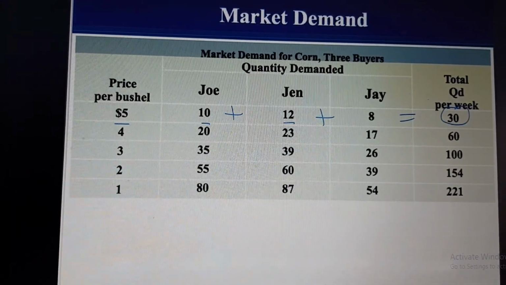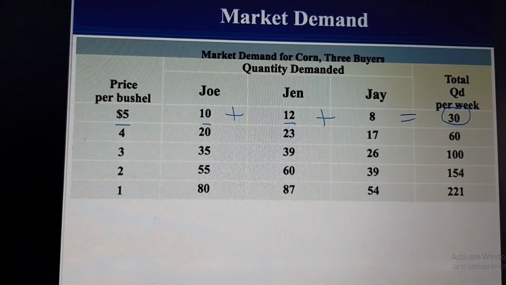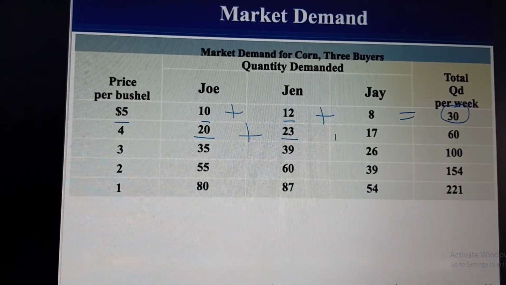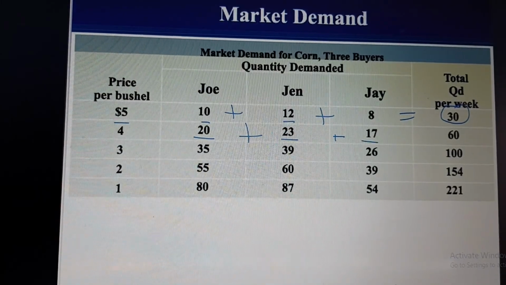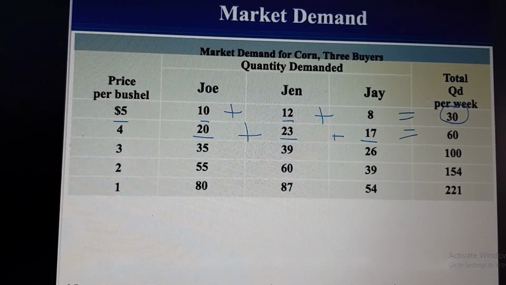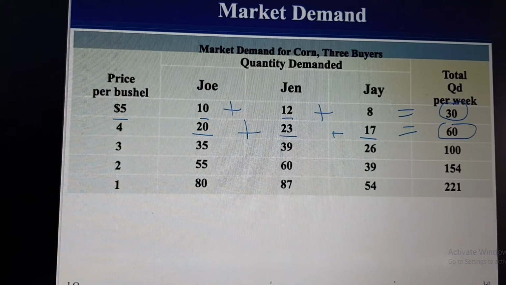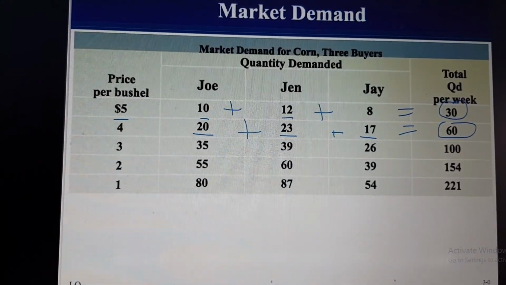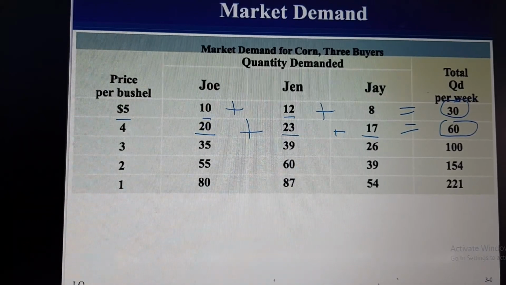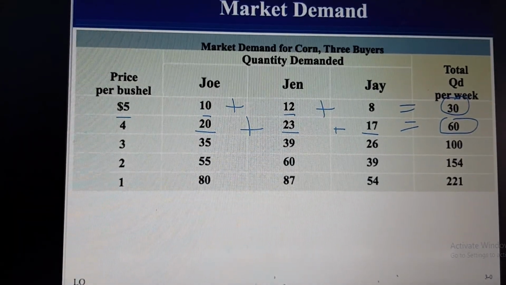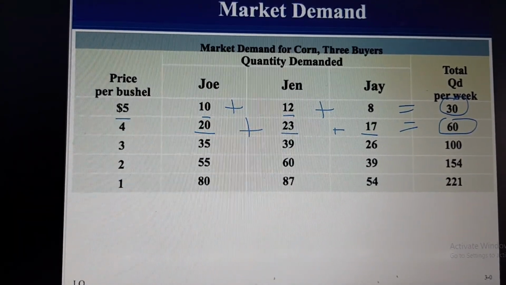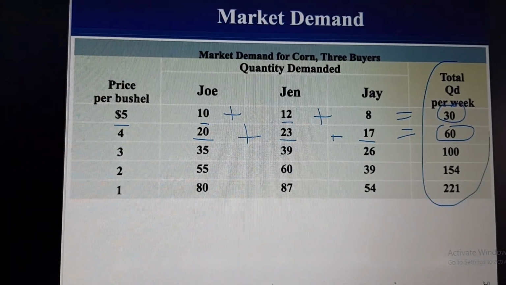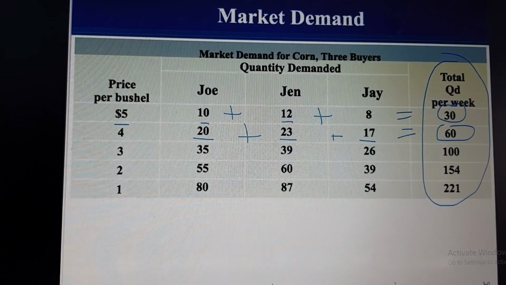a week. At $4, Joe demands 20, Jen demands 23, Jay demands 17, and so the market demand would be 60 bushels total per week. And so you would graph this out just like we did in the last example, except on the horizontal axis, we would be graphing out total quantity demanded per week.